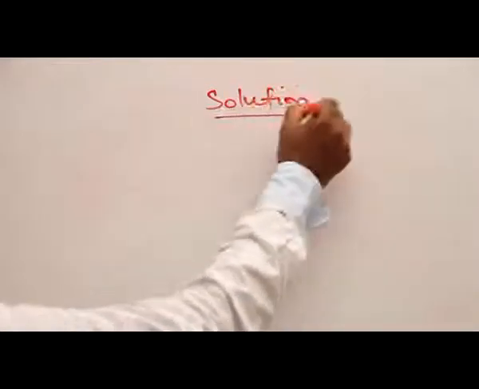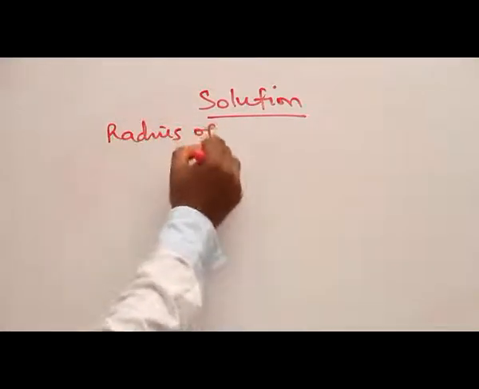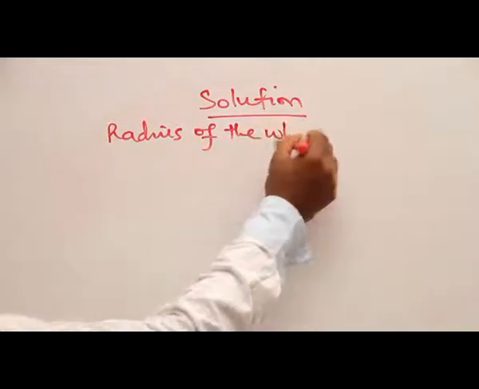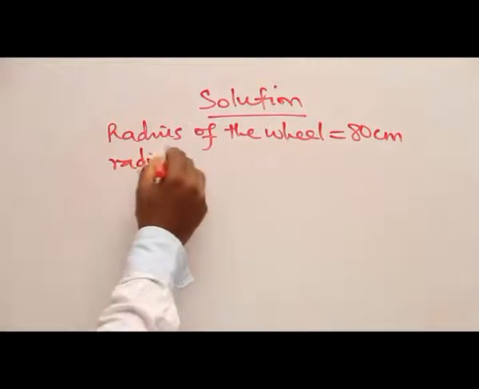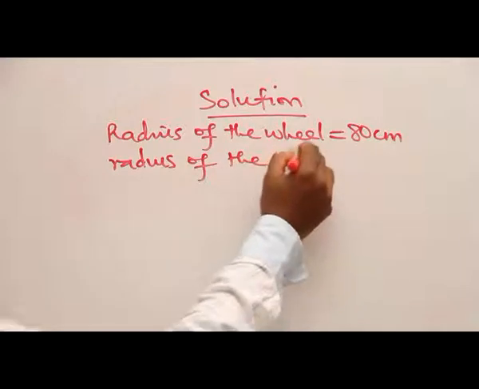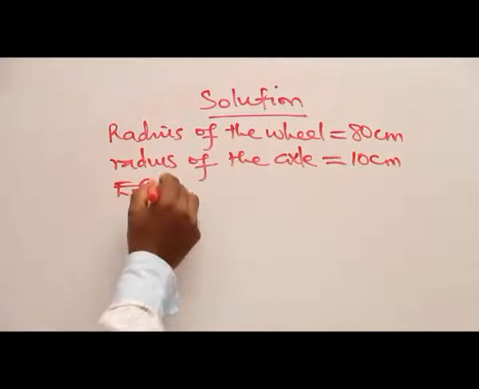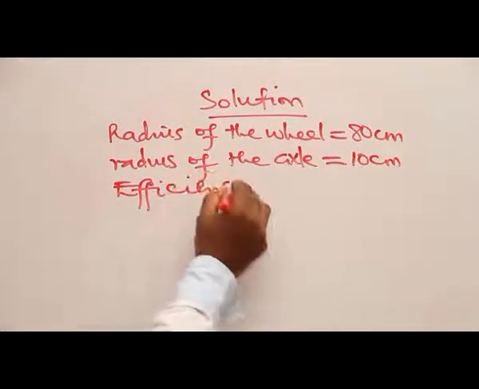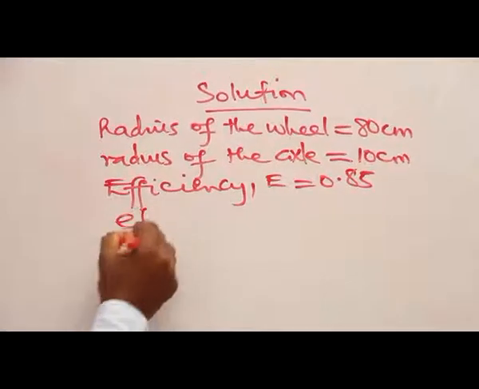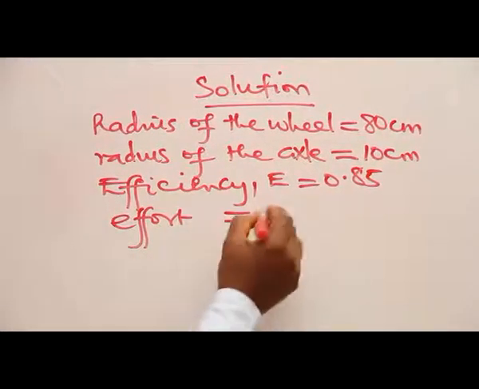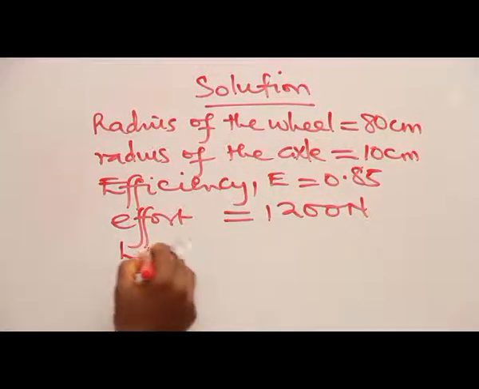Solution. In the question, we are given the radius of the wheel as 80 cm, the radius of the axle as 10 cm, the efficiency of the machine as 0.85, the effort applied as 1,200 Newton. Then we are asked to find the load.